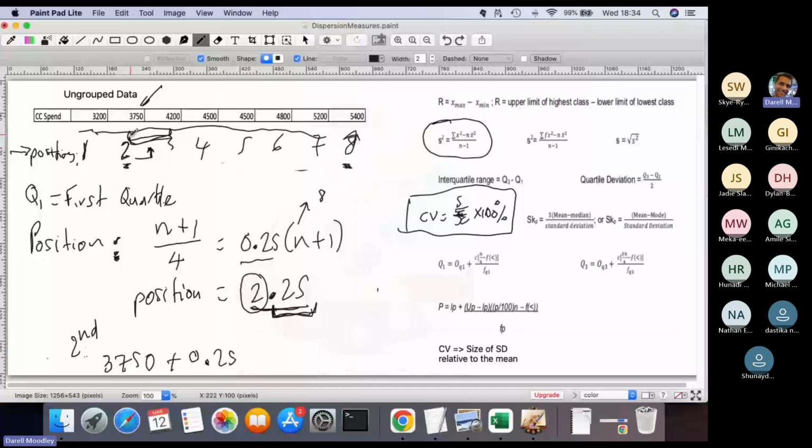And we're saying it's 0.25 of this distance, 0.25 between these two numbers. And how do we get the distance between these two numbers? Well, you just subtract them. Subtract the highest one from the lowest one. So it's the 4,200 minus 3750. And if you do this whole working, you'll get a value of 3885. That's the first quartile. That's your final answer for the first quartile.